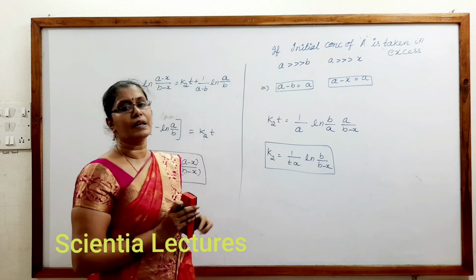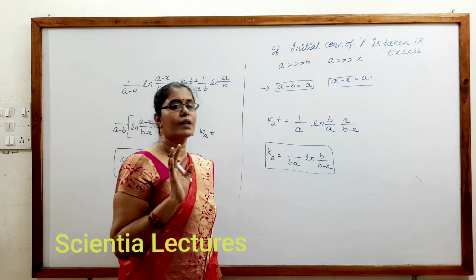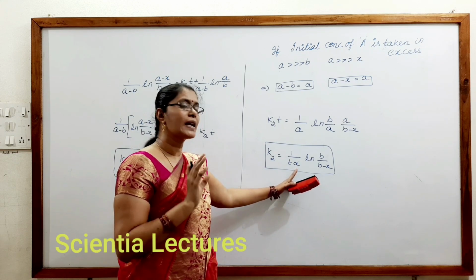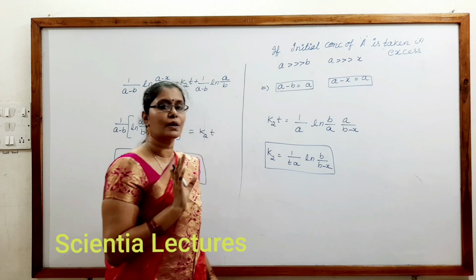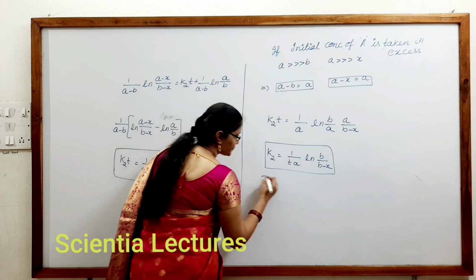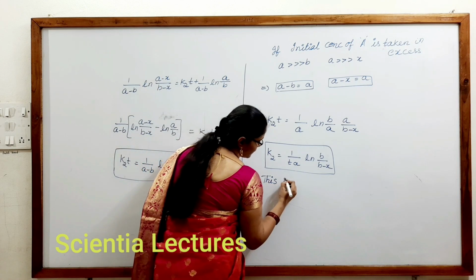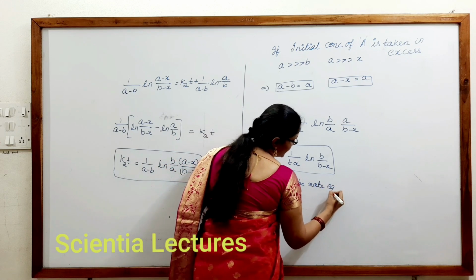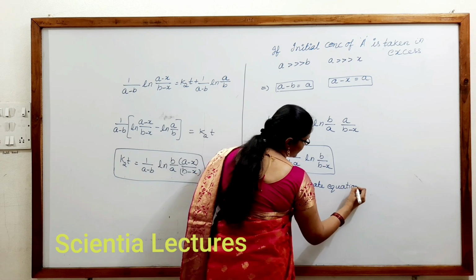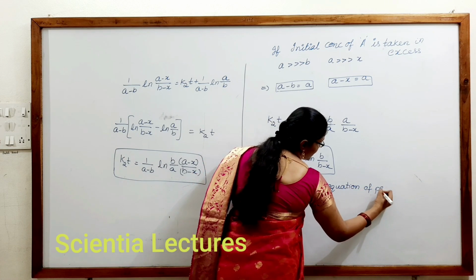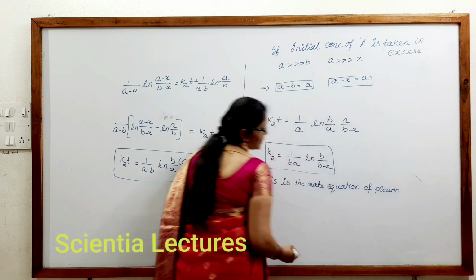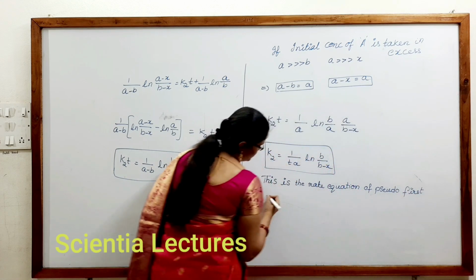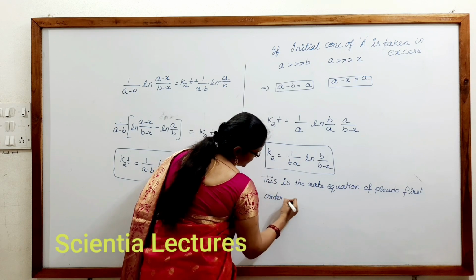For a pseudo first order reaction, you can't apply the first order rate equation to solve it, because the reactant which is in excess, that amount also is included in the rate equation. So this is the rate equation of pseudo first order reaction.